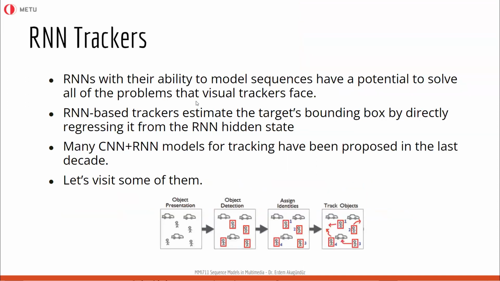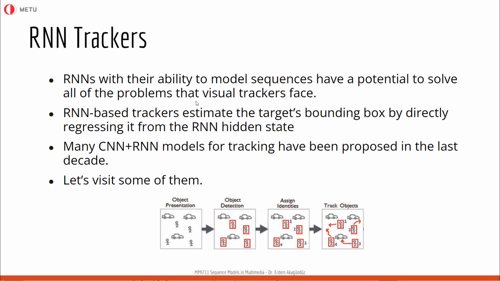We can implement a tracker in the recurrent neural network world. So how? Recurrent neural networks, with their ability to model sequences, have the potential to solve all the problems visual trackers face, all of them. I'm not saying that they will definitely solve them, but they have the capacity to solve them because they can adapt themselves to the background.